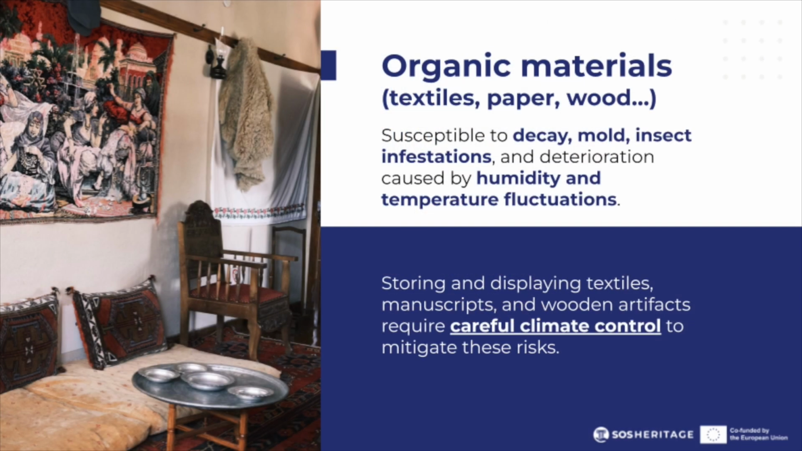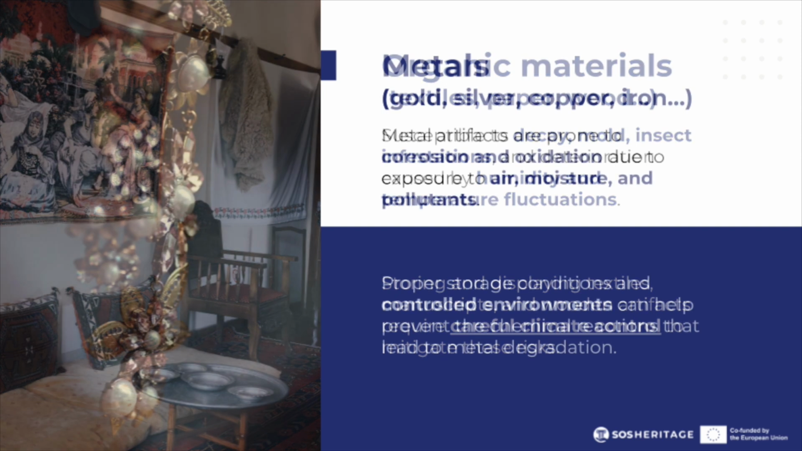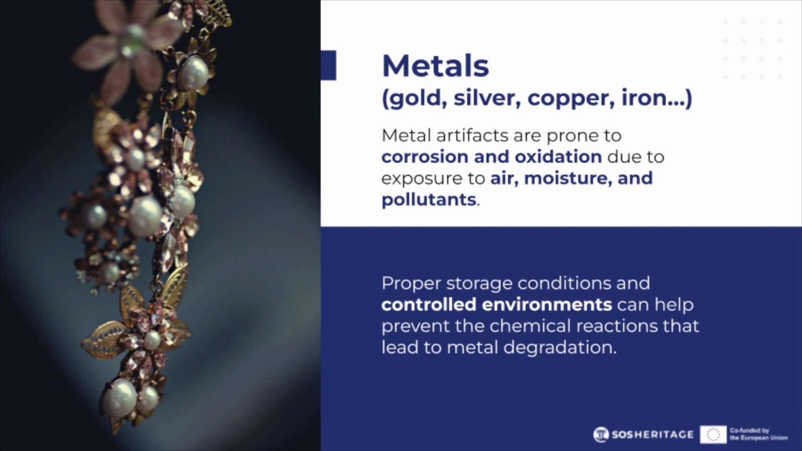Artifacts crafted from organic materials are susceptible to decay, mold, insect infestations, and deterioration caused by humidity and temperature fluctuations. Storing and displaying textiles, manuscripts, and wooden artifacts require careful climate control to mitigate these risks. Metal artifacts are prone to corrosion and oxidation due to exposure to air, moisture, and pollutants. Proper storage conditions and controlled environments can help prevent the chemical reactions that lead to metal degradation.